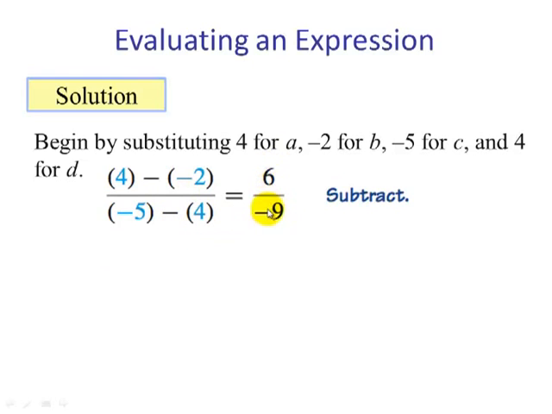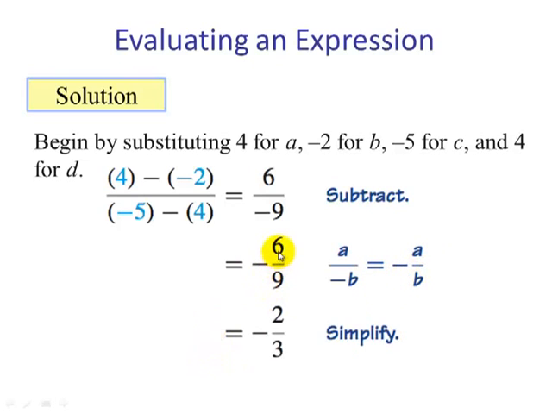Now this is a fraction that can be reduced. And also a positive divided by a negative is a negative number. So it's good math manners to write the negative sign in front of the fraction. And then if we reduce 6 over 9, we get 2/3. So our final answer is a negative 2/3.